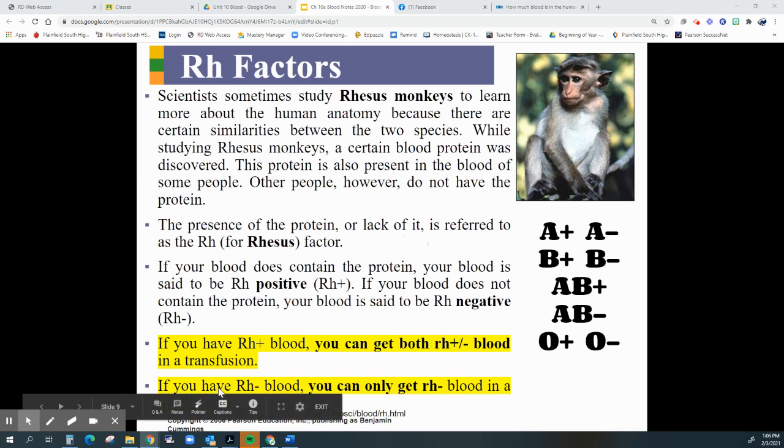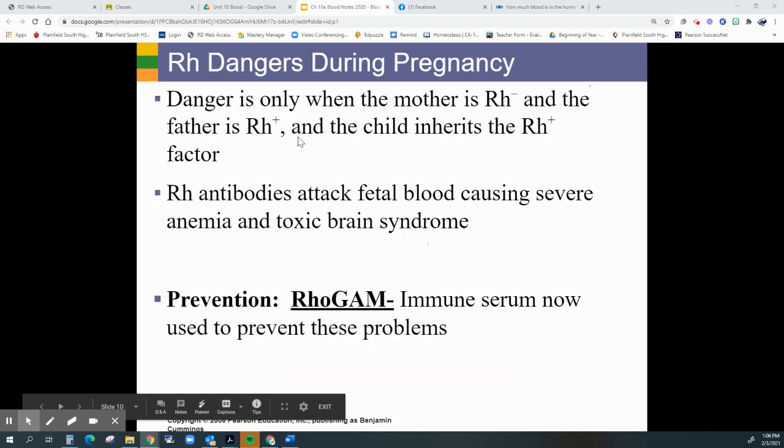And somebody who is negative can get blood from somebody who is only negative. So that's why O negative can only get O negative, AB negative can only get AB negative, as well as A negative and B negative and O negative. And somebody who is B negative, again, is only going to get blood from somebody who's B negative or O negative. And somebody who is A negative can get blood from somebody who is A negative and O negative.